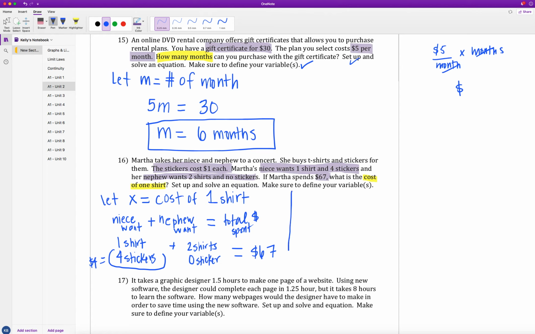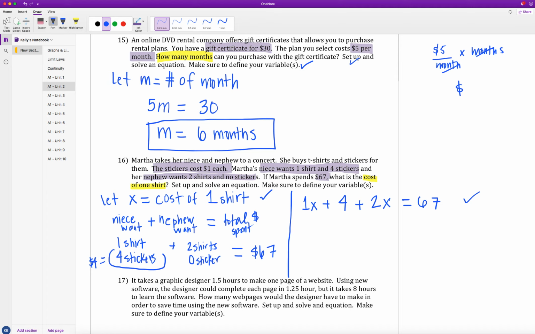So when we go to set up our equation using our variable x to represent the cost of each shirt, we know that her niece wanted 1 shirt, so that would be 1x, plus she wanted 4 stickers, but we already know that cost $4 total, plus her nephew wants 2 shirts, so that would be 2 times x, since he's getting double the amount. He doesn't want any stickers, so that's all that she's purchasing, and that will equal $67. From here, we can go ahead and solve this equation. We've now defined our variables and set up the equation, so those 2 things are taken care of, and our goal from here is to now solve it.